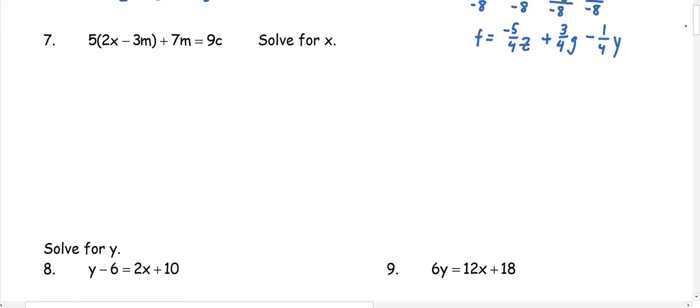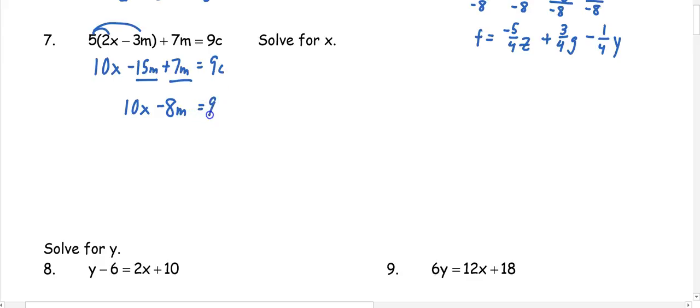Number 7, solve for x. So first thing that we need to do is get rid of our parentheses by distributing. So 10x minus 15m plus 7m equals 9c. There's two m terms, so we can combine those together. So we get 10x minus 8m, because -15 plus 7 is -8, equals 9c.